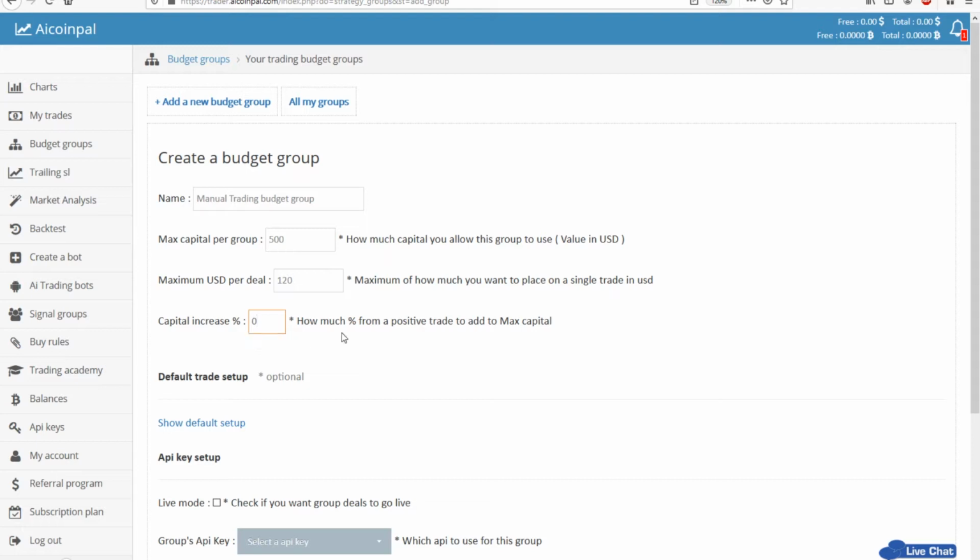You can leave zero if you are a beginner, but if you are looking more for opportunities, then this number means how much percent from your profit you want to use to increase your group's capital. What it means is, if you earn $10 and you write here 100%, it means that your group's capital will increase by $10. So you can leave it as zero.